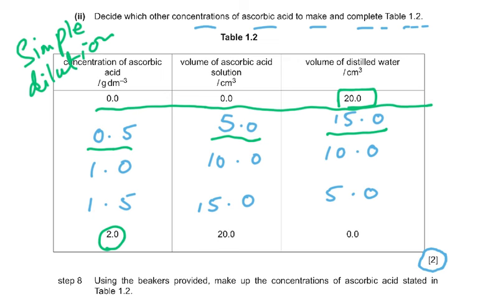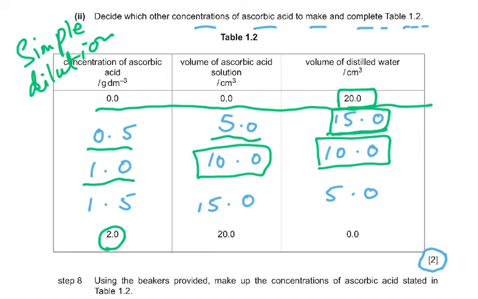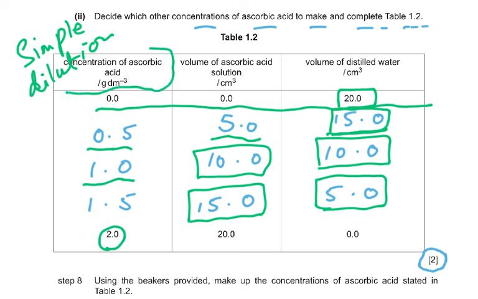So you took 5 of that and added 15 of the distilled water to it. Then to make 1.0 gram dm cube, you added 10 of the volume of ascorbic acid solution and 10 distilled water. And then to make 1.5, you added 15 cm cube and 5 cm cube of distilled water, and you got a 1.5 gram dm cube. So this was the concentration of ascorbic acid.